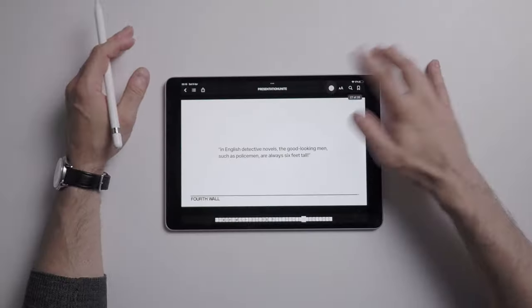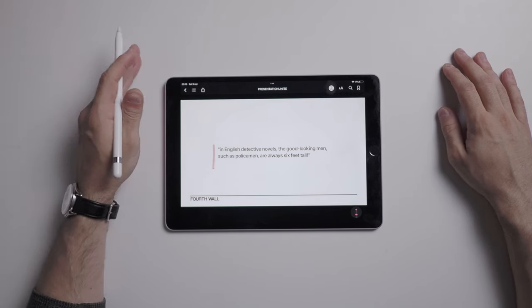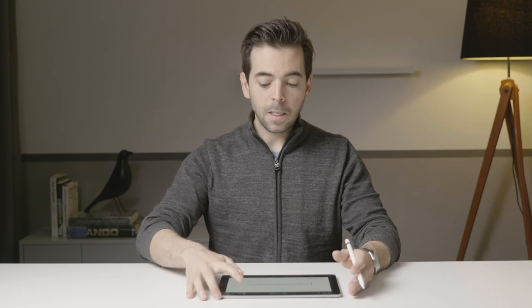Now, I was looking for some reasons for why he selected 183, and I found a couple of quotes where he was talking about the modular. The first one is, "In English detective novels, the good-looking men, such as policemen, are always 6 feet tall." So if that is an explanation to define 183, I'm not sure about it.